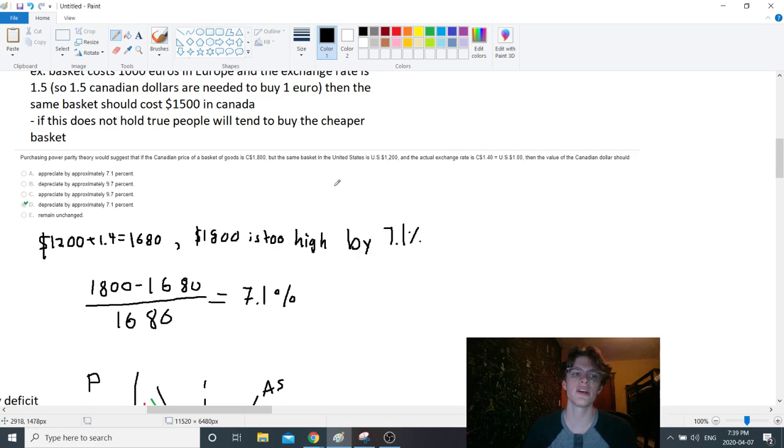So let's look at this from the US standpoint because it's telling us what the value of the Canadian dollar should be. So we can't use the Canadian dollar in the calculation. We have to see that the same basket is 1,200 and the exchange rate is 1.4. So 1,200 times 1.4 is 1,680, but the basket costs 1,800, which is too high. How much too high is it? Well, if we calculate the percentage, which you just do by new minus old over old, you get it's 7.1% too high. So it should depreciate by 7.1%.